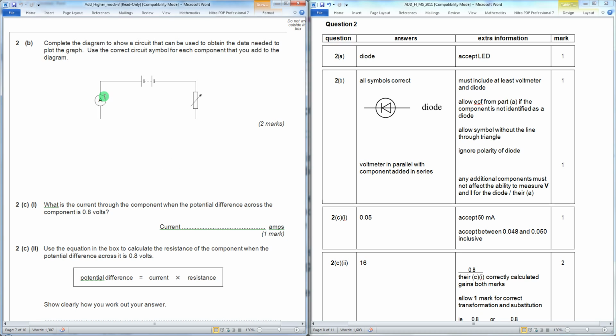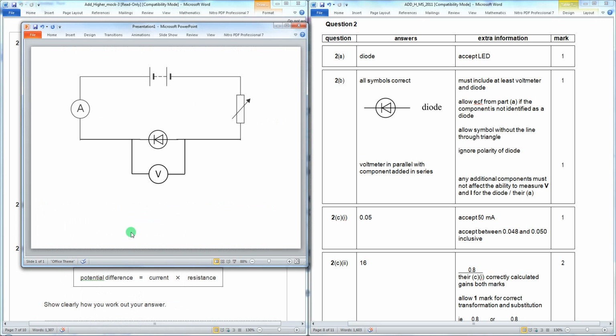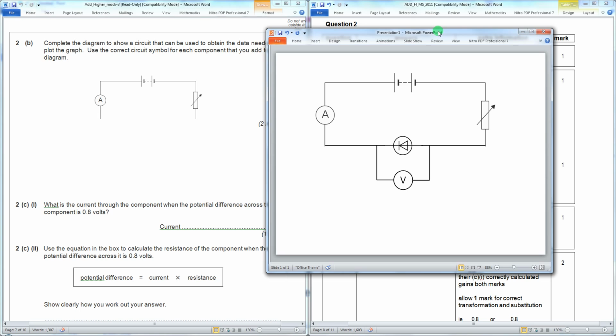Now we've already got an ammeter in there, so that means we've got the current part covered. We don't need to worry about that. The only thing we need to put in is the diode itself and a voltmeter, so we can measure the potential difference, or the voltage. So this is what the circuit should look like when you're finished. The diode needs to go in the circuit, and then added in parallel to it is a voltmeter.